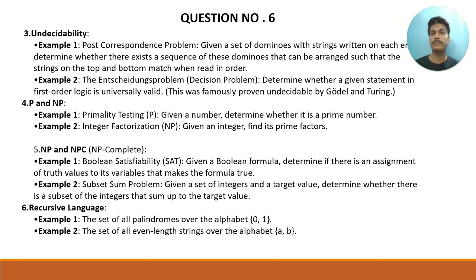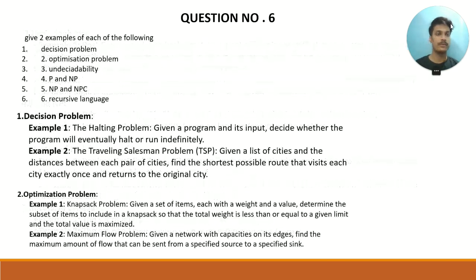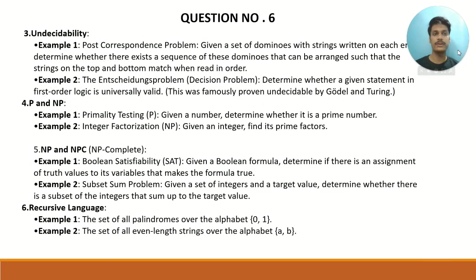Undecidability. Example 1, the Post correspondence problem. Given a set of dominoes with a string written on each, determine whether there exists a sequence of these dominoes that can be arranged such that the strings on the top and the bottom match when read in order. Example 2 is a decision problem. Determine whether a given statement in first-order logic is universally valid. This is famously proven undecidable by Gödel and Turing.